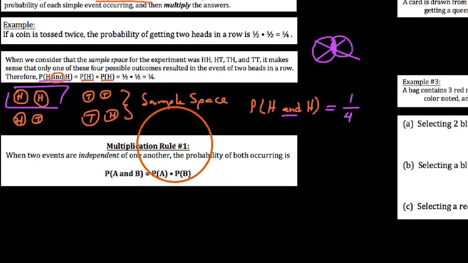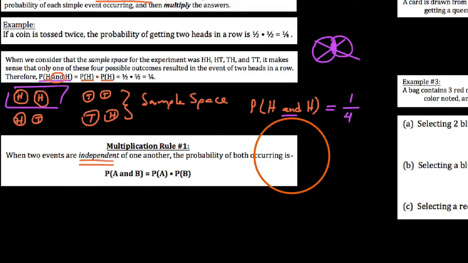So our first multiplication rule of probability is this. We say when two events, and we could extend this to more than 2 events, but specifically in this case, when two events, A and B, are independent of one another, that is, A does not affect the probability of B occurring, we say the probability of both occurring, and I should say in sequence, is this right here, where A is the first event and B is the second event, the probability of A and B.